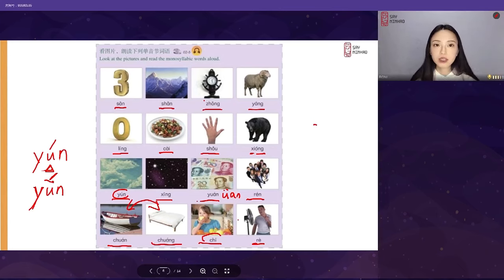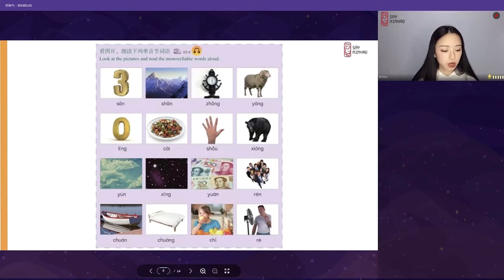Re, the initial r, the final e, and the tone is fourth tone. So r, e, re. Now let's try to read from the start. Read from the start each four twice.